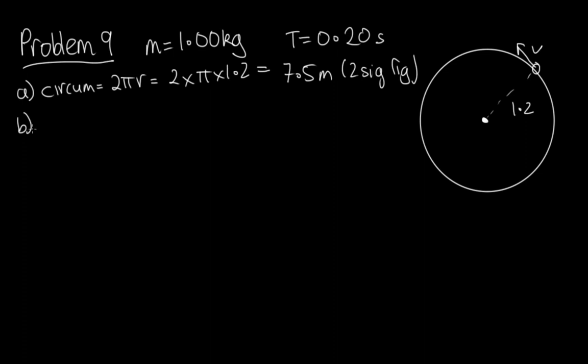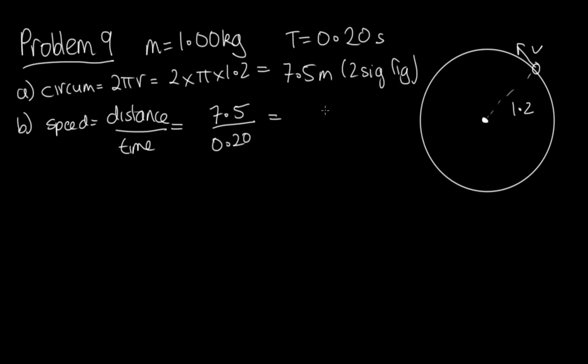Now part B asks us, what is the speed of the object? So in order to do this, we can just use the formula speed is equal to distance over time. So we know it covers one circumference, one complete cycle, one complete circle in 0.20 seconds. So the distance is the 7.5 meters and the time is the 0.20. And so solving this on the calculator, we should just keep the extra significant figure from here, and we get 38 meters per second is the speed of the object going around the circle.